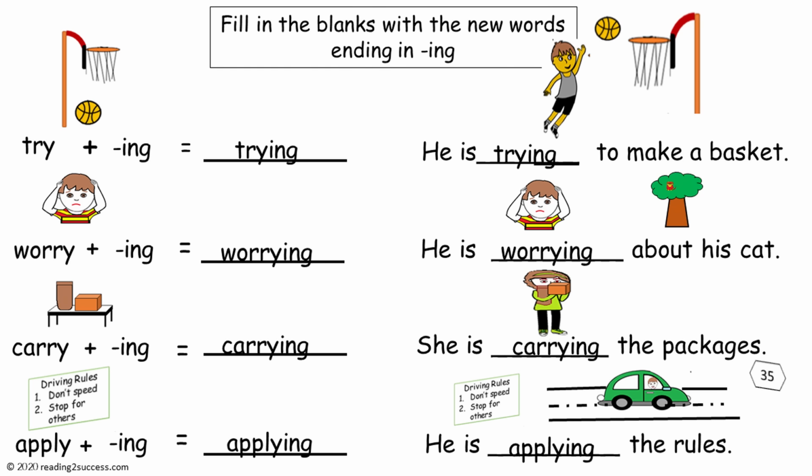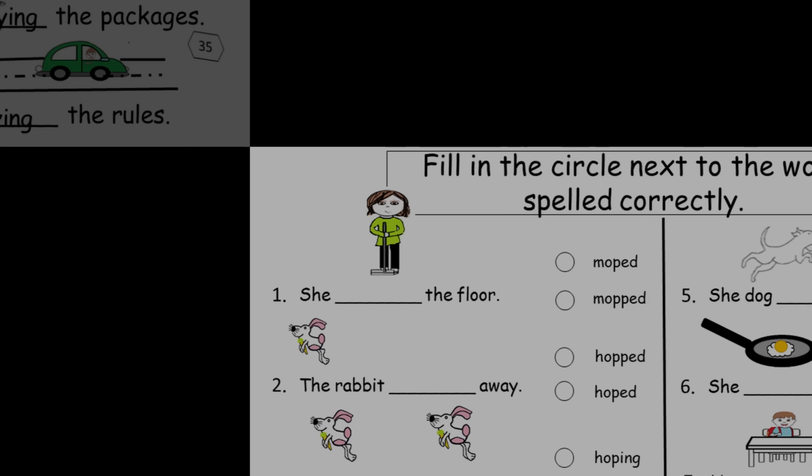Try plus ing is trying. He is trying to make a basket. Worry plus ing is worrying. He is worrying about his cat. Carry plus ing is carrying. She is carrying the packages. And apply plus ing is applying. He is applying the rules.